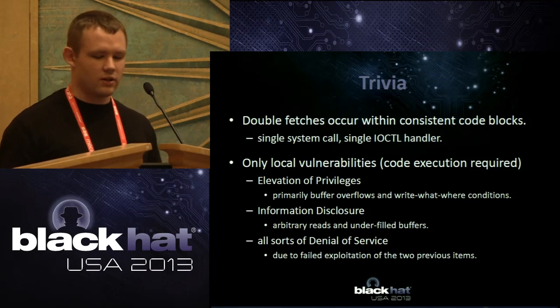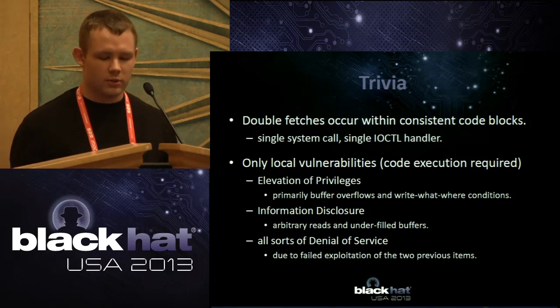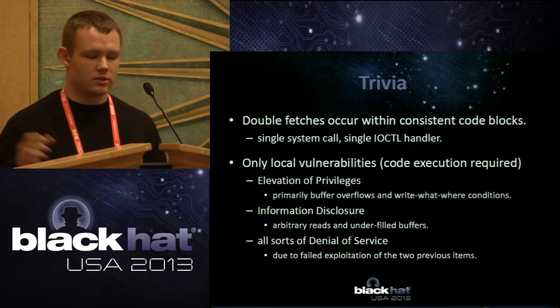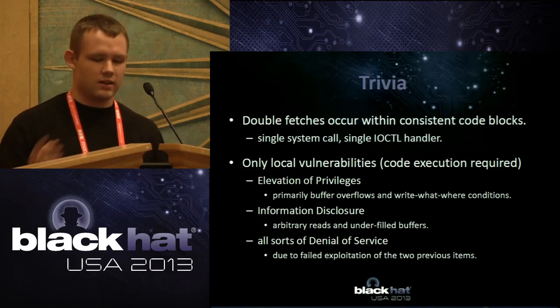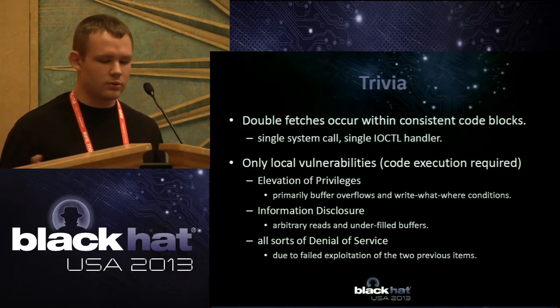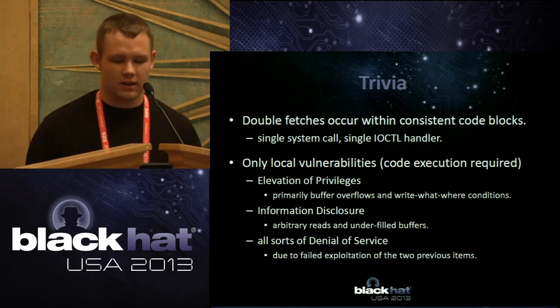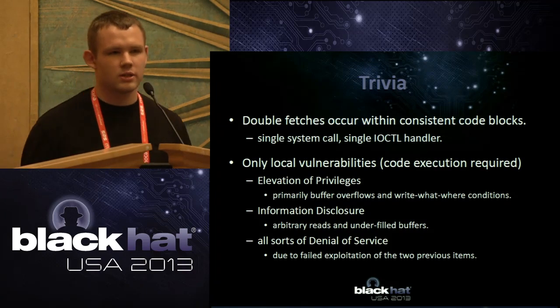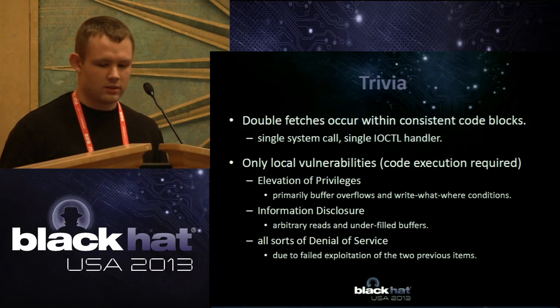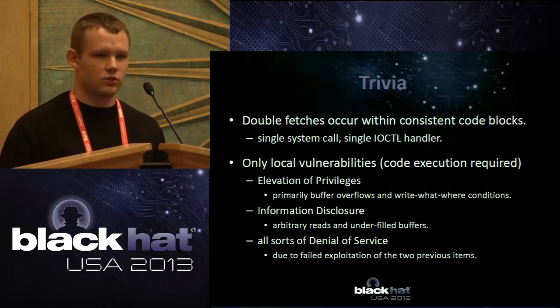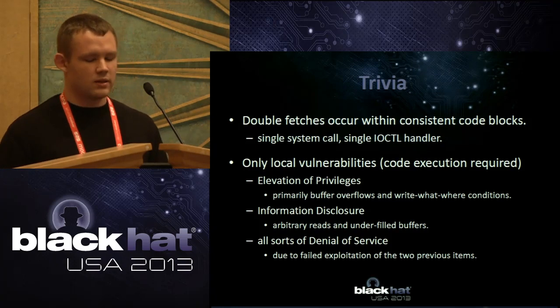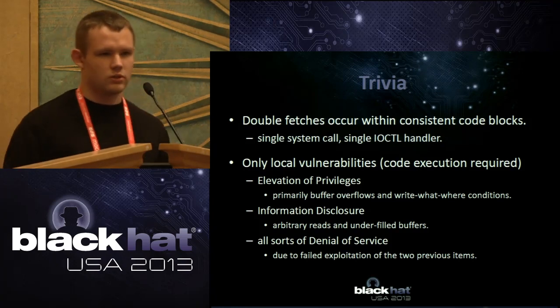So when it comes to the trivia of double fetches, they usually occur within consistent code blocks. So either within single system calls or IOCTL handlers, or in general consistent code blocks that are invoked from user mode. And if you find a double fetch, the maximum impact that you can get from it is local bugs. You cannot really find remote ones because in order to actually flip the user mode memory that is being raced against, you actually have to have code execution to have a thread which flips the value continuously. So in the worst case, a double fetch vulnerability can lead to an elevation of privileges if you manage to get it to trigger a condition such as a buffer overflow or a write-what-where condition.